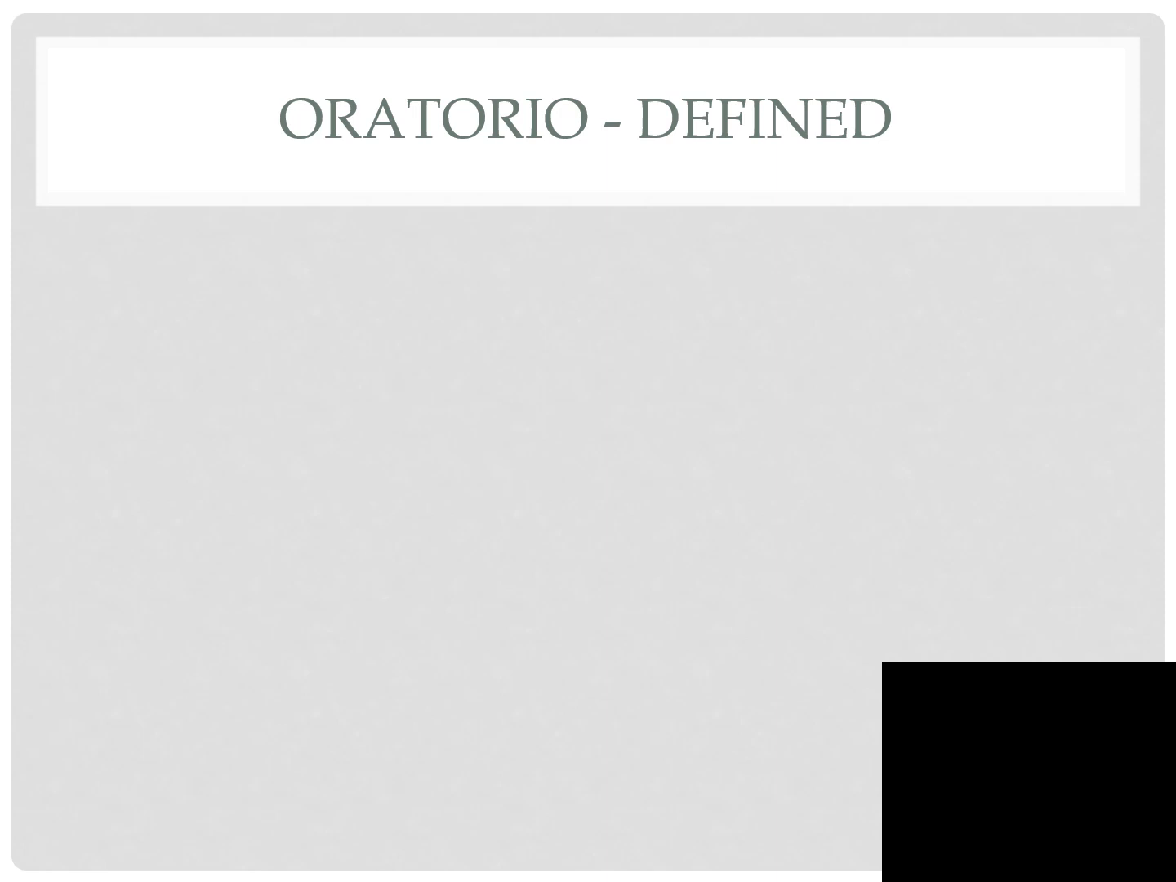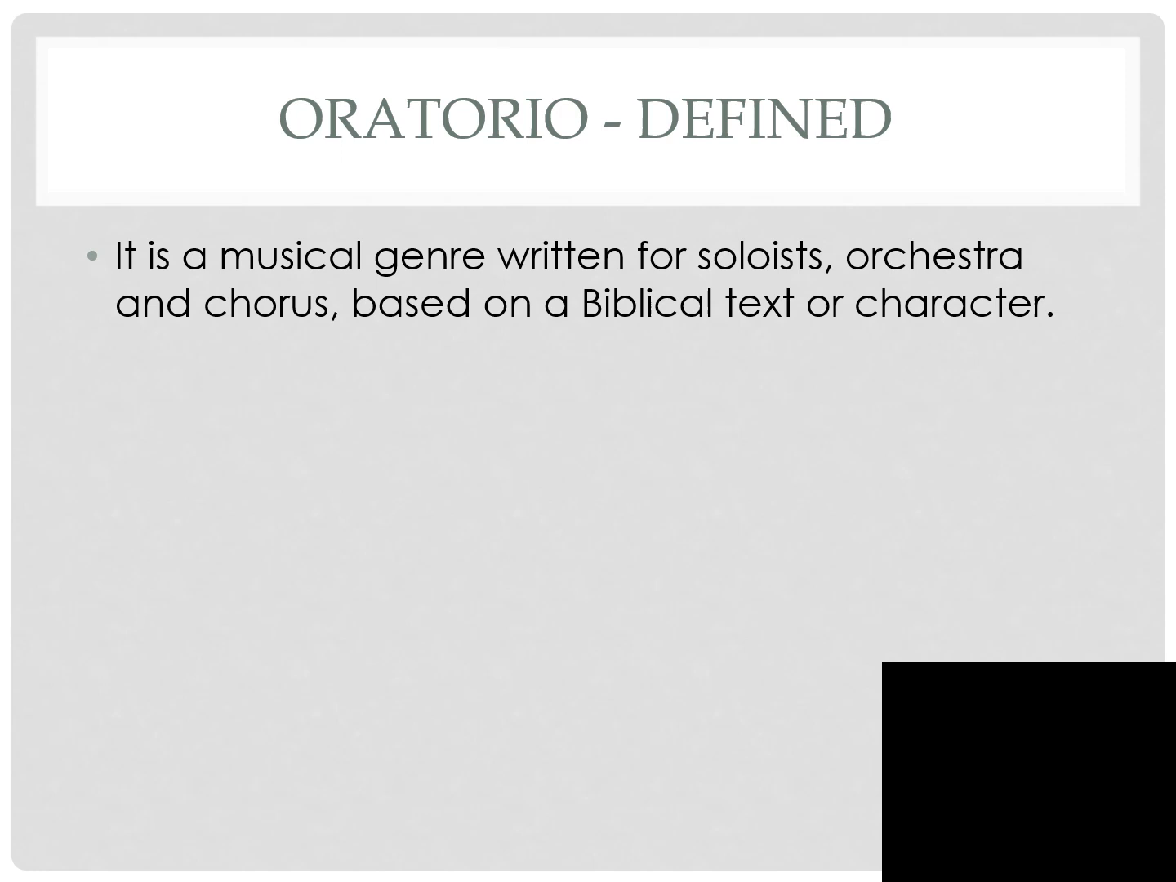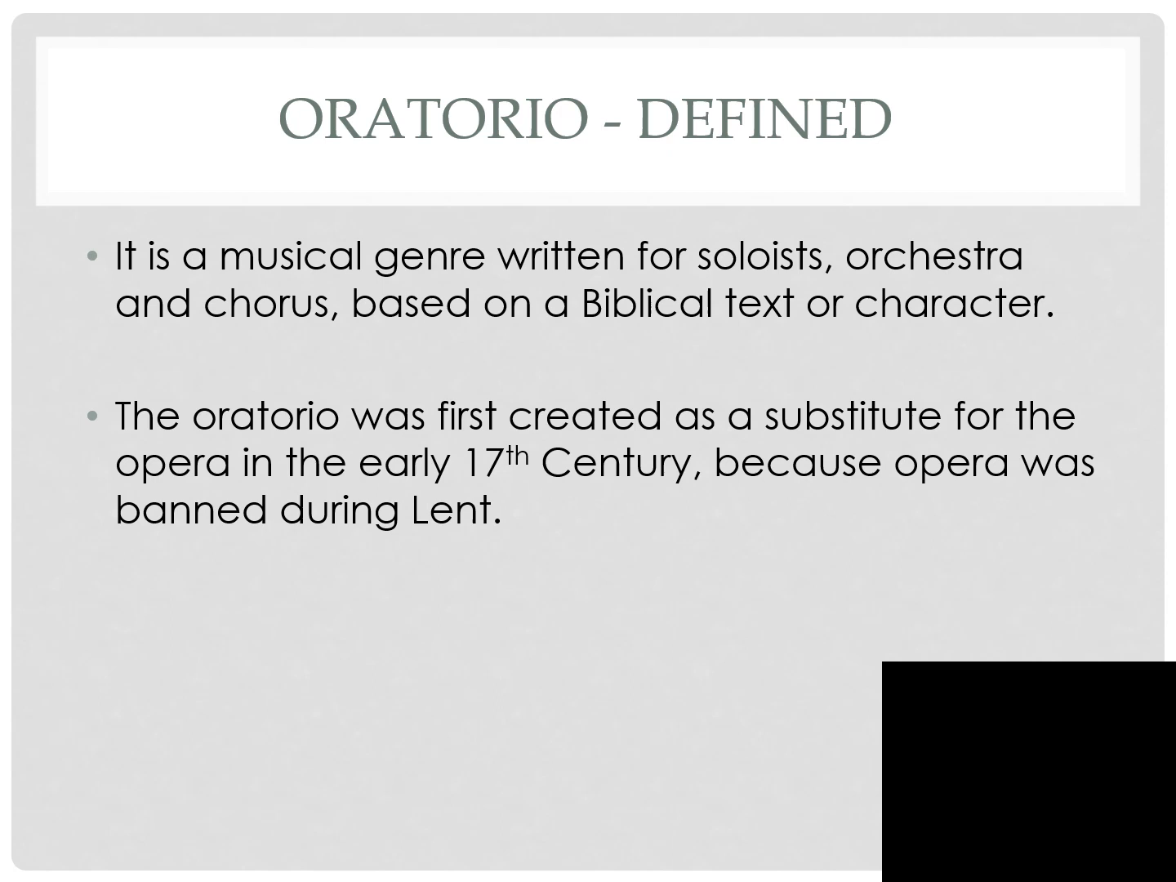It's an oratorio. An oratorio is a musical genre written for soloists, orchestra, and chorus based on a biblical text or character. The oratorio was first created as a substitute for the opera in the early 17th century in the Catholic Church in Italy, because opera was banned during Lent, the season that precedes Easter, the season we're currently in in the Christian church.